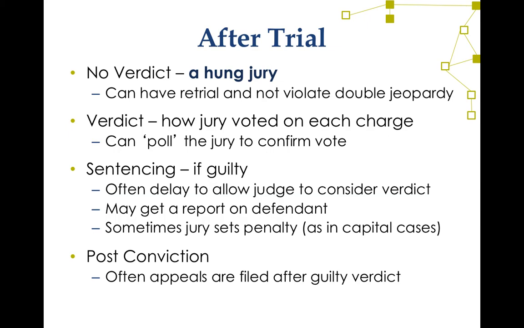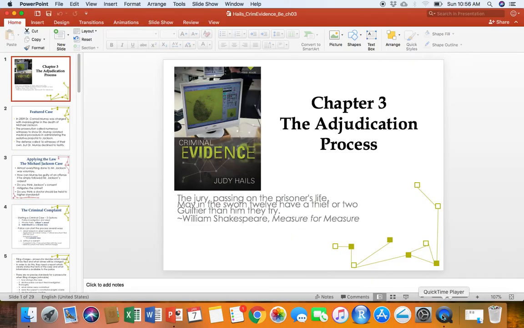There's generally a delay in order to allow the judge to consider the verdict. They might get a report on the defendant. In a capital case, there's another trial because the jury is the one who determines whether or not someone will receive the death penalty. And then, as we talked about before, we have a post-conviction phase where appeals are filed. And that wraps up the adjudication process.